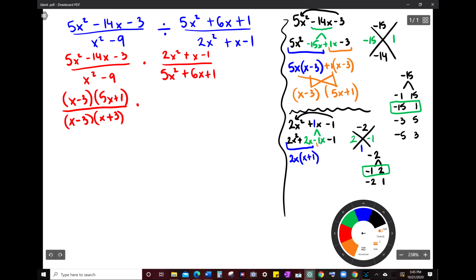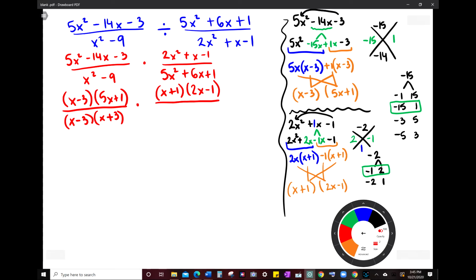Okay, third and fourth term, I have negative 1 in common. And what's left inside will be x plus 1. And since I have 2x plus 1, I put them together using the distributive property. So x plus 1, and then the other parenthesis will be 2x minus 1. Okay, now I go back here. So 2x squared plus x minus 1 is equivalent to x plus 1 and 2x minus 1, and everything over. Okay, we do the same thing.